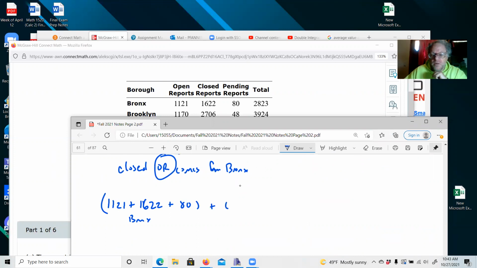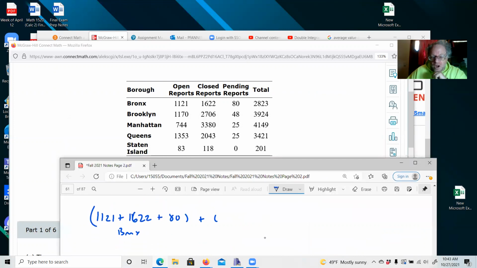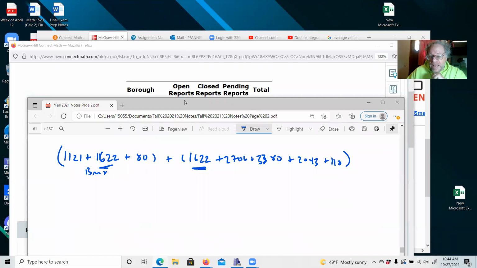And then we're going to do closed, right? So the closed are 1622 plus 2706 plus 3380 plus 2043 plus 118. So that's the closed reports. How many times did we count this one? We counted the intersection twice. We counted it once for the Bronx, and once for the closed reports. We have to take away that 1622. That's what the inclusion-exclusion rule is.